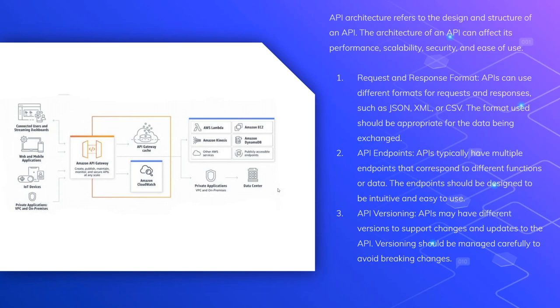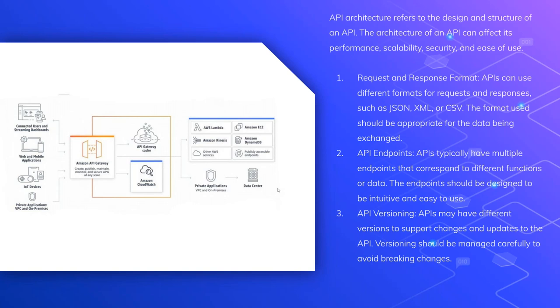And the most important thing is API endpoints. API endpoints are URLs that specify a particular resource or action that the API can perform. APIs typically have multiple endpoints, each corresponding to different functions or data entities. Well-designed endpoints should be intuitive, easy to use, and follow standard naming conventions. A consistent endpoint design helps developers understand and use the API more effectively and prevents errors or confusion.